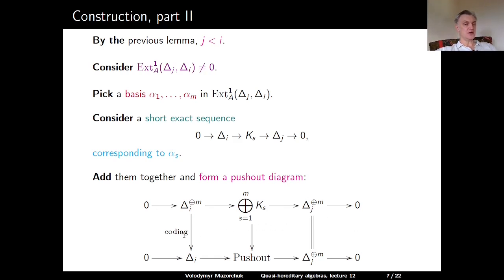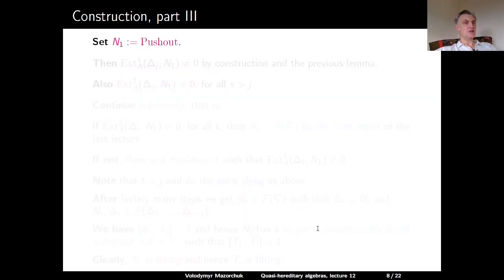We consider the diagonal map from the direct sum of m copies of delta I to delta I, and then we have the identity map on the direct sum of m copies of delta j, and then here in the middle we have the push-out of this map from the direct sum of all delta I's to the direct sum of all these ks, and this codiagonal map to delta I. So let's denote this push-out by n1. Then, by construction, Ext1 from delta j to n1 vanishes.